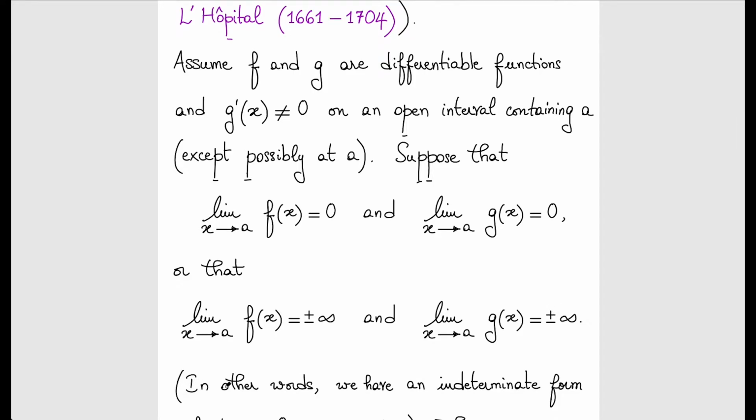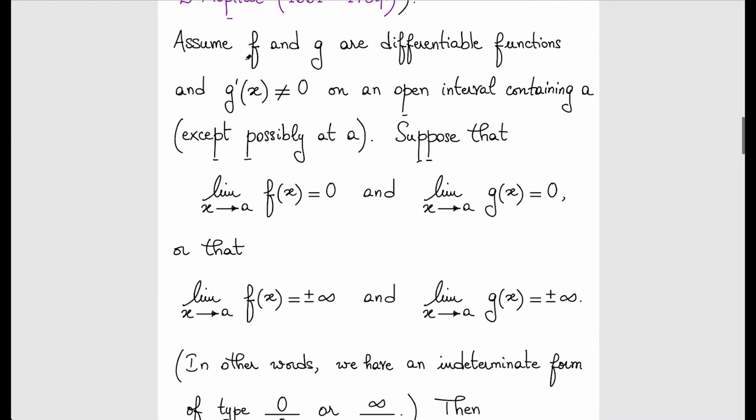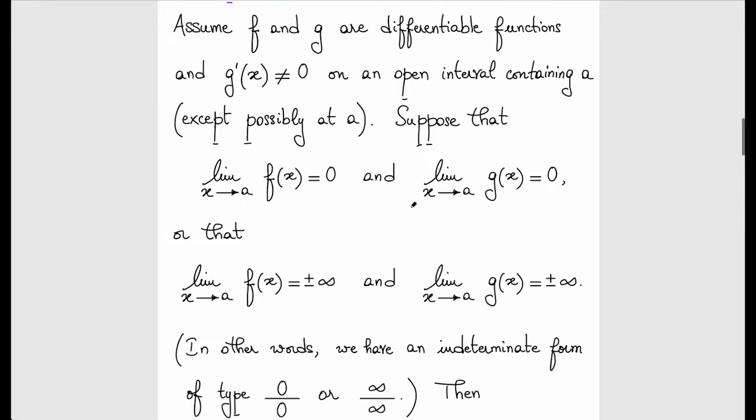Okay, so you see it here at the bottom of the screen. In other words, we have an indeterminate form of type 0 over 0 or infinity over infinity. But don't forget, the assumption is f and g are differentiable, and g prime is not 0 in an open interval containing that limit point a, except possibly at a.